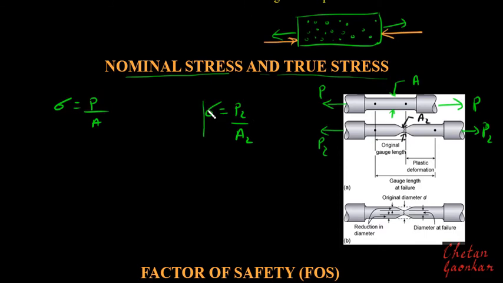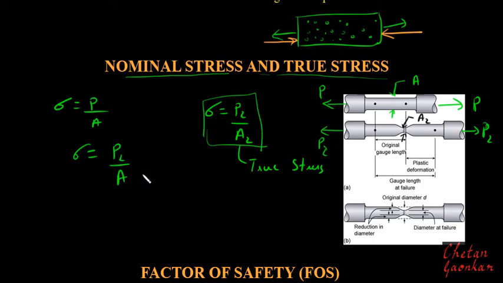If we calculate the stress in this fashion, then this stress is called the true stress. But if at this point we calculate the stress as P2 divided by the original area A, then that stress will again be called the nominal stress. So basically, the difference between nominal stress and true stress is that nominal stresses are calculated considering the original area, irrespective of the changes in the load that have taken place.